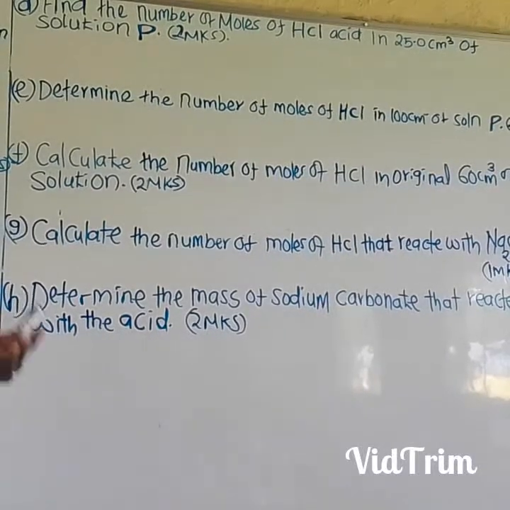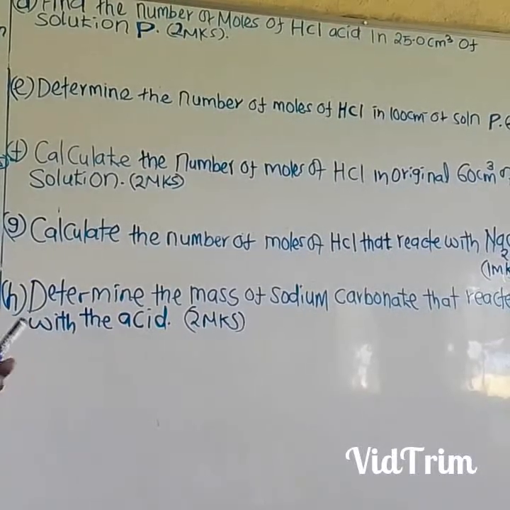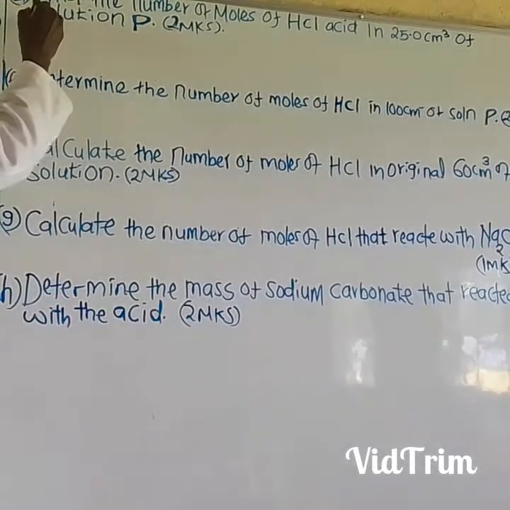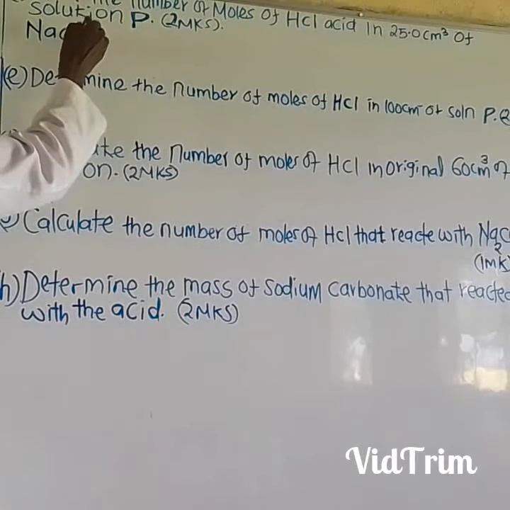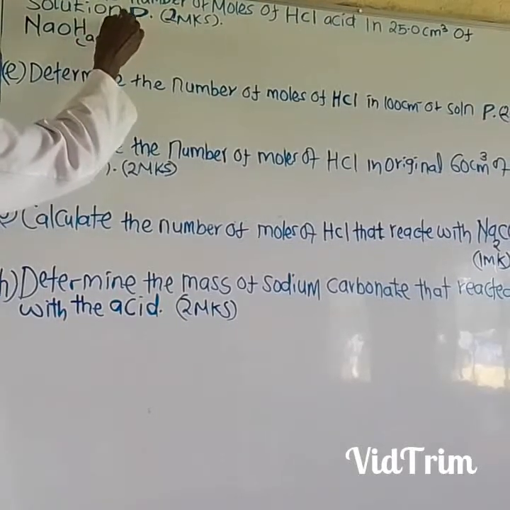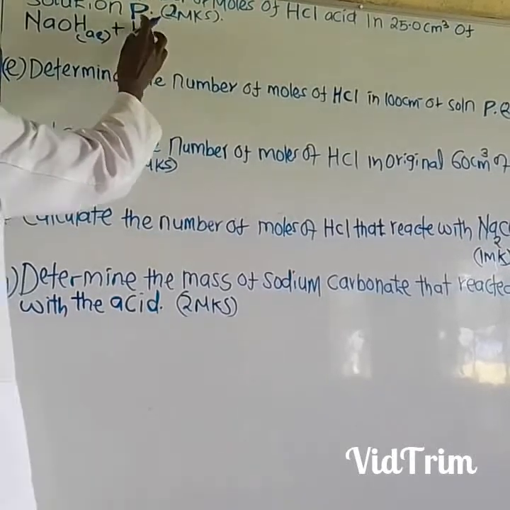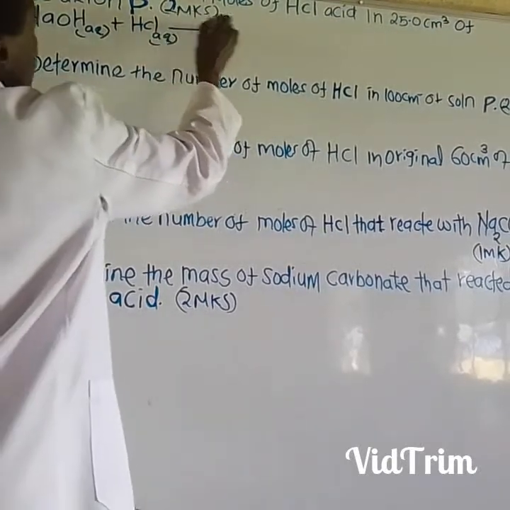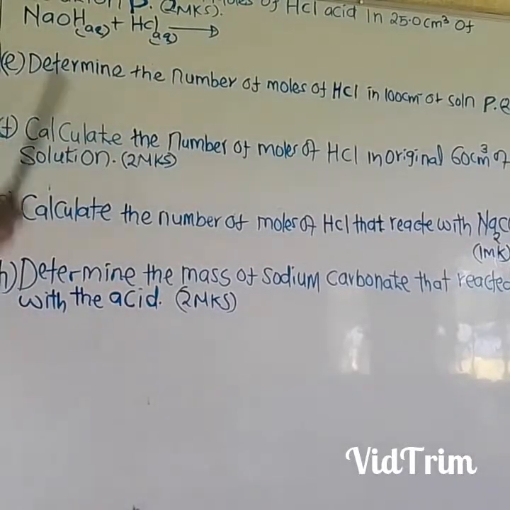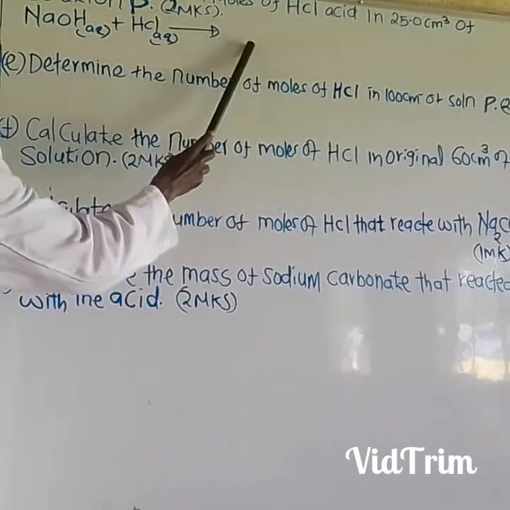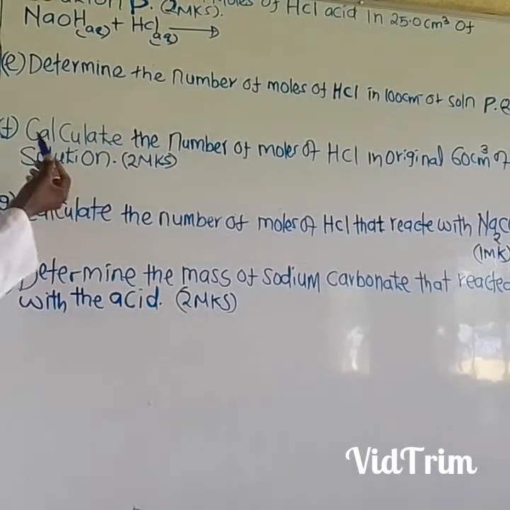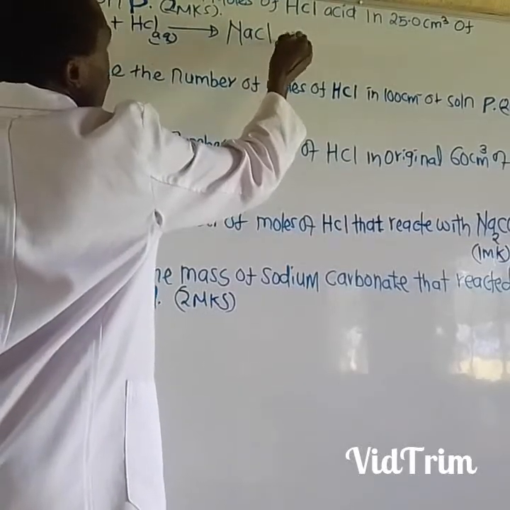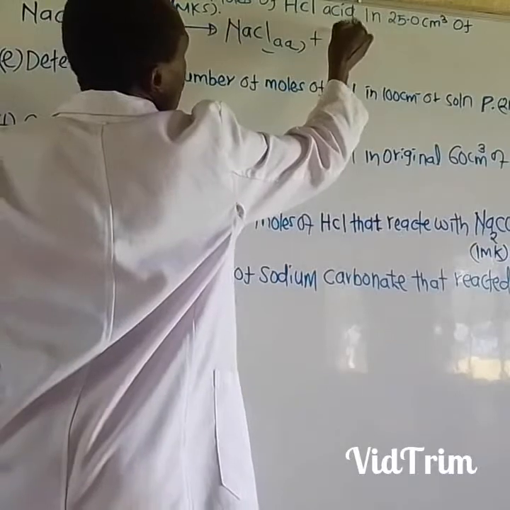So we look at now the reacting ratio, mole ratio between sodium hydroxide and hydrochloric acid. And we have to write down a chemical equation. Is it okay? So let us see. Sodium hydroxide reacting with solution P, which is hydrochloric acid. A reaction between a base and a dilute acid, you always form a salt plus water. So what's the name of the salt? This is sodium chloride. Then of course plus water.